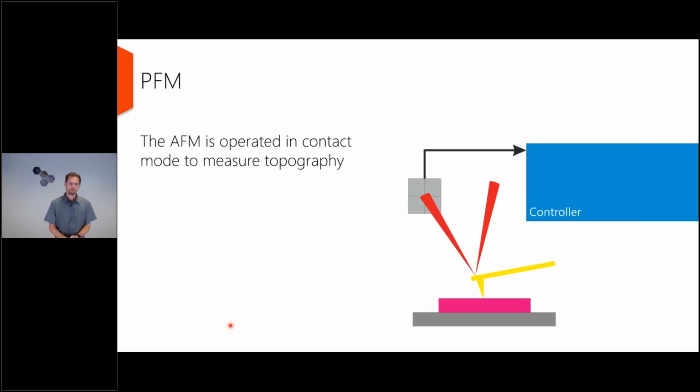But now about the implementation of PFM. In general, PFM is operated in contact mode to measure the topography. So you have your sample in magenta, a cantilever in yellow on top, a laser shining on the back of the cantilever, and the reflected laser light is getting on a quadrant photodetector, so that if the cantilever is bending up or down, the light is shifting on the photodiode and you can see that as a deflection. Now that signal is then processed by a controller, and you can use the controller for imaging, spectroscopy, and the data analysis.